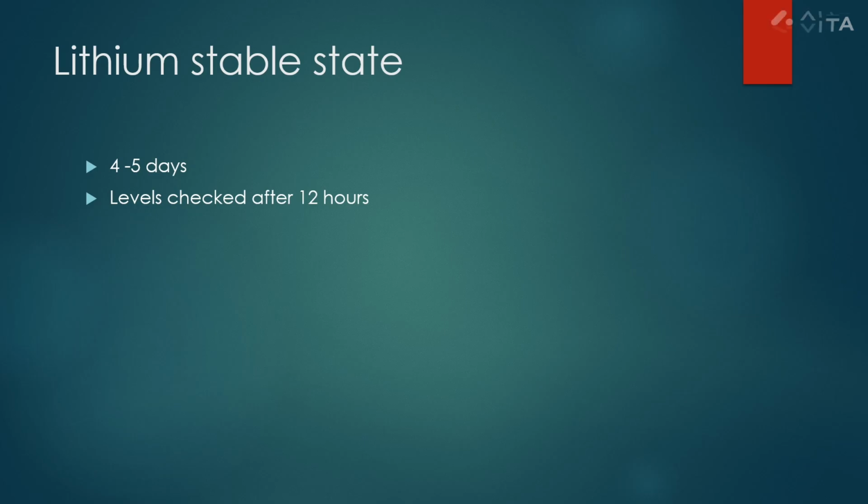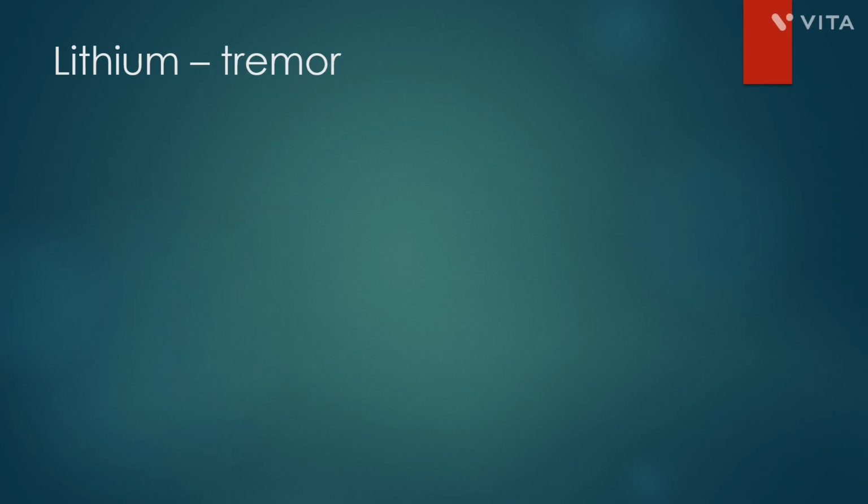Now, lithium, how much time does it take for lithium to attain stable state? It is 4 to 5 days. Now, the levels of lithium is usually checked 12 hours after the dose. Now, a patient is on lithium and there is tremors, seemed like a lithium toxicity. So what is the next step in management was the question. So the option included hemodialysis. That seemed like the answer, but I don't remember the whole question.